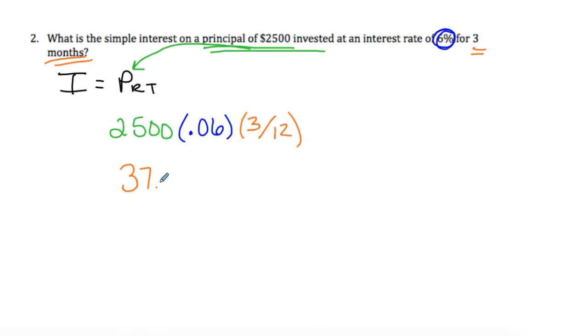And I got 0.3750. So that means this investment at 6% for 3 months would give me $37.50 interest.